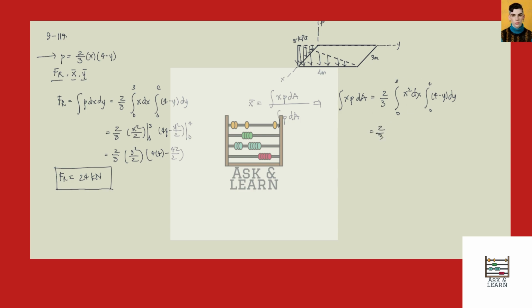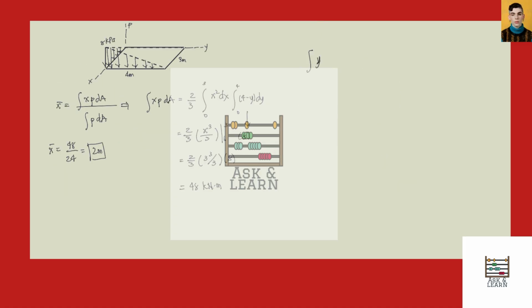Evaluating, we have 2/3 multiplied by x cubed all over 3 from 0 to 3, and this we know as 8. So we have 2/3 multiplied by 3 cubed divided by 3 multiplied by 8 is equal to 48 kilonewton meter. So our x bar is equal to 48 all over 24, which is equal to 2 meters.